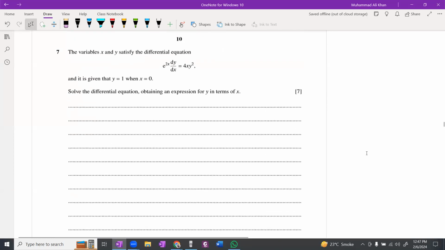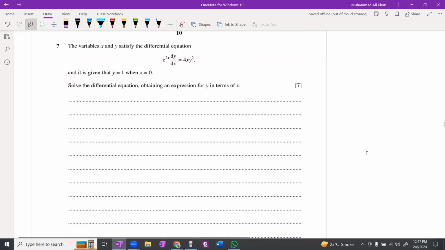Now, the question of differential equation. What we have in the question of differential equation: solve the differential equation obtaining an expression for y in terms of x. Okay, let's start. All y's with dy, all x with dx. So it will be 1/y square dy equals to 4x e power -2x dx. Integral on both the sides.